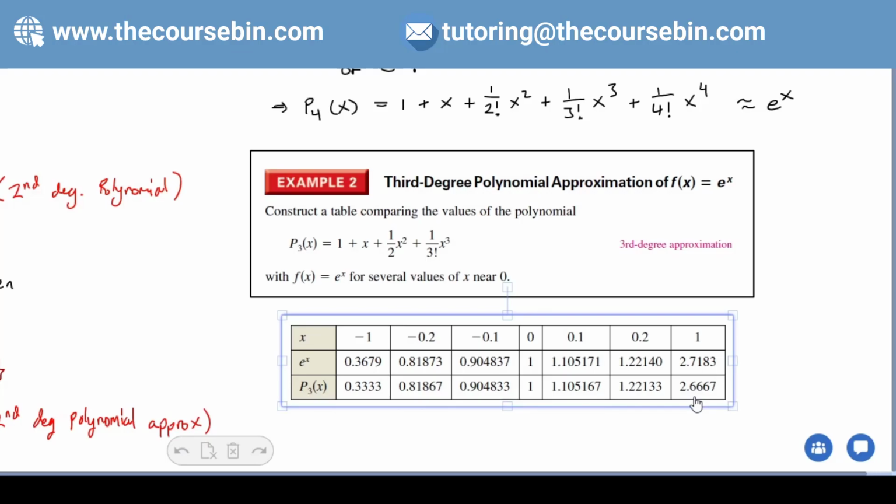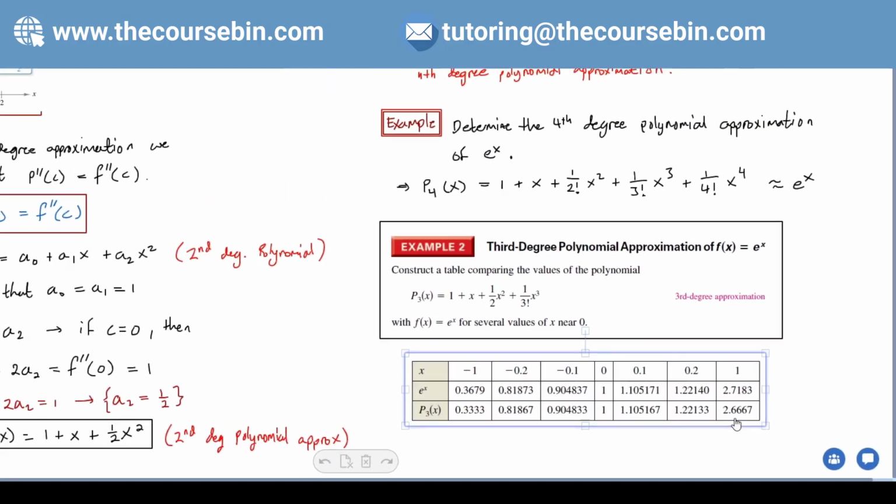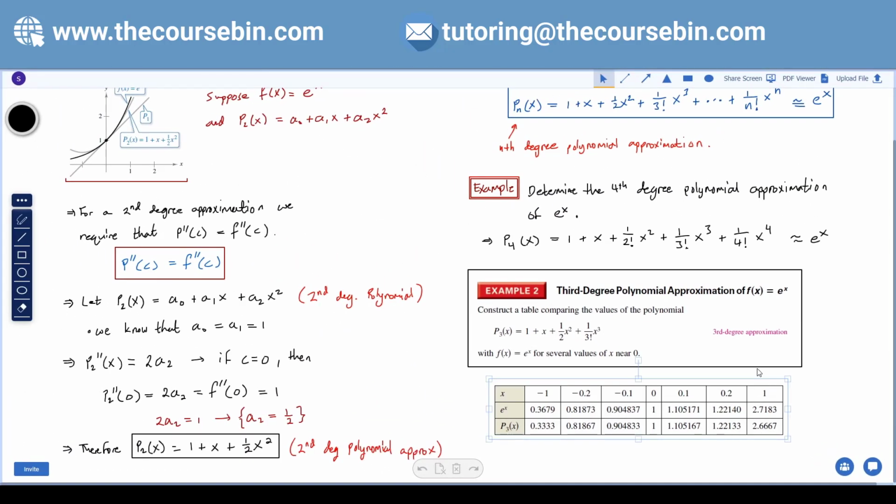Higher degree polynomials would give you a better value the further away you go, right? Give you better approximations even when you go further out. Okay, so let's move on to the next thing.